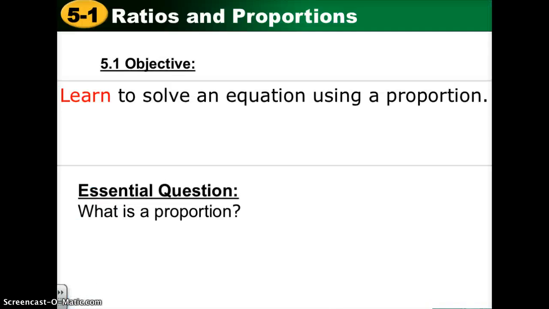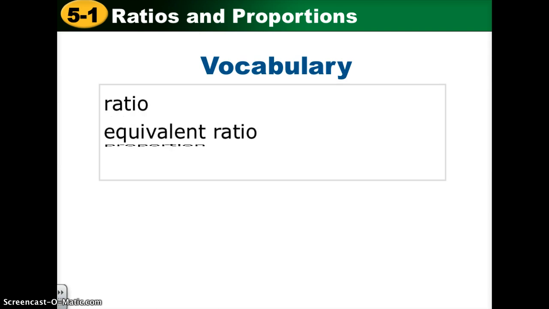Welcome to Chapter 5, Section 1. Our objective: learn to solve an equation using a proportion. And our essential question for today: what is a proportion? Vocabulary terms we'll need to know: ratio, equivalent ratio, and proportion.